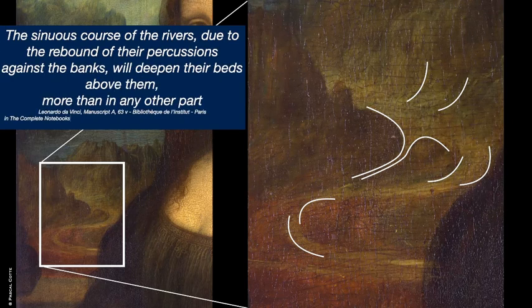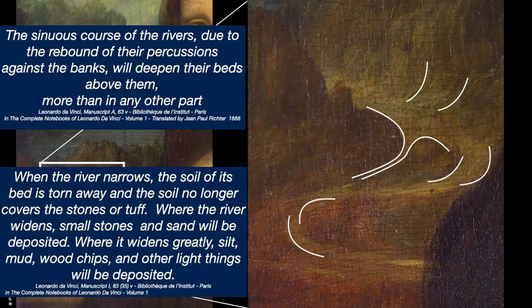On this subject, Leonardo tells us, "The sinuous course of the rivers, due to the rebound of their percussions against the banks, will deepen their beds above them, more than in any other part. When the river narrows, the soil of its bed is torn away and the soil no longer covers the stones or tuff. Where the river widens, small stones and sand will be deposited. Where it widens greatly, silt, mud, wood chips, and other light things will be deposited."